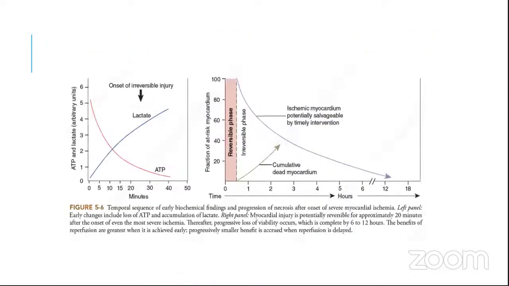This figure shows the relation between lactate level and ATP in terms of conversion from aerobic metabolism to anaerobic metabolism in cardiac myocytes. So usually within 15 to 20 minutes, there is a decrease in ATP and accumulation of lactate, which reaches the maximum within 40 minutes. Figure number 2 shows the myocardial injury is potentially reversible approximately 20 minutes after the onset of the event in most, even most severe ischemia. Thereafter, the progression of loss of viability occurs, which is completed by 6 to 12 hours, and the benefits of reperfusion are greatest when it's achieved early.